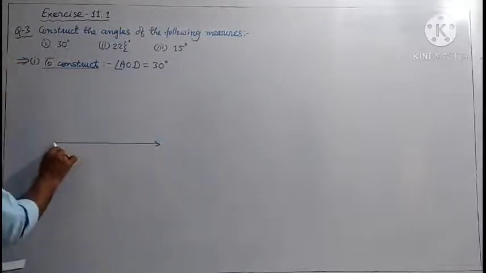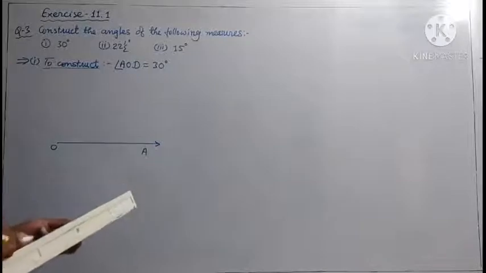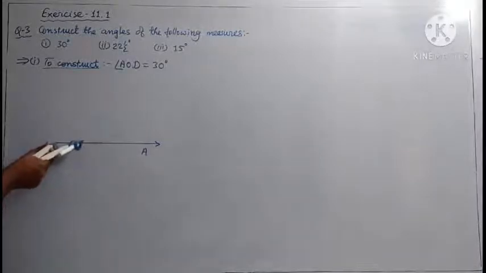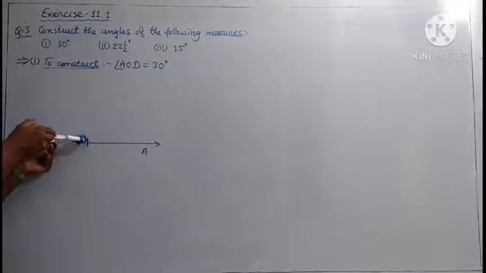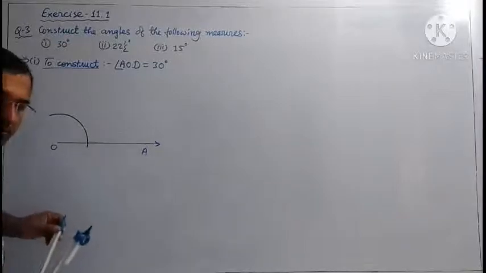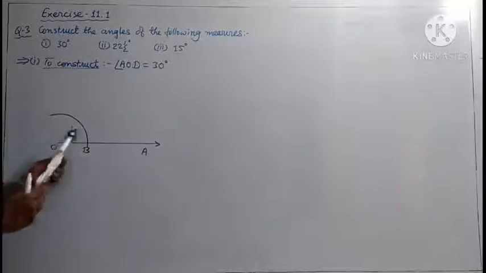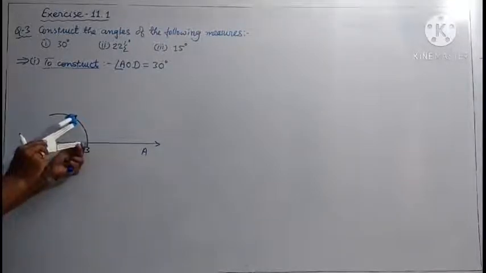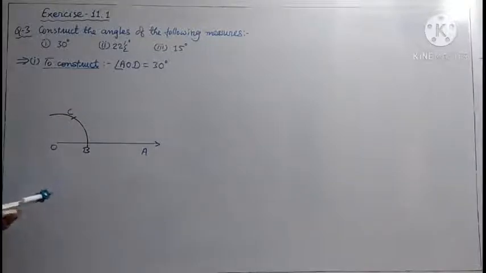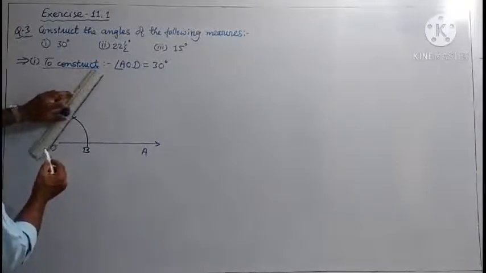Draw ray OA. Taking O as a center and the suitable radius, draw the arc which intersect the given ray OA at B. So now here is the point B. Now taking B as a center and the same radius, draw an arc which intersect the previous arc at C. Join OC so that you will get angle COB 60 degree, but we want 30 degree.